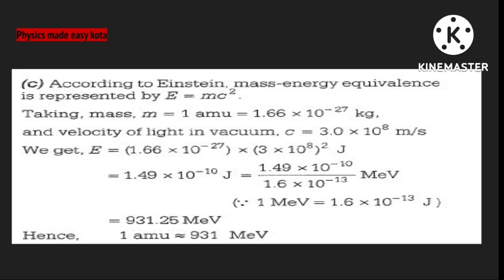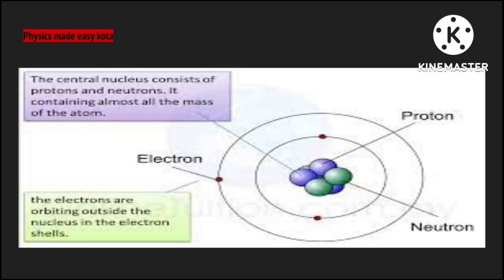Now put the value of the mass as well as the velocity in the relation E is equal to mc square. After calculation, we get the answer 1.49 into 10 raised to power minus 10 joule. This answer is expressed in joule. To convert it into the higher unit, mega electron volt, divide by 1.6 into 10 raised to power minus 13. So after that, we get the final answer, that is 931.25 mega electron volt. Hence 1 AMU is expressed as 931 mega electron volt approximately.